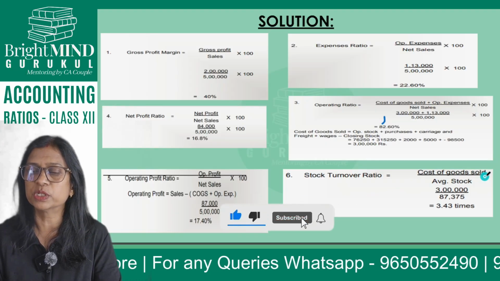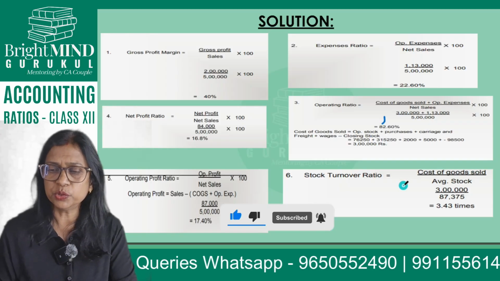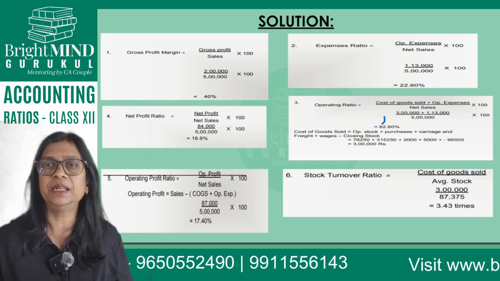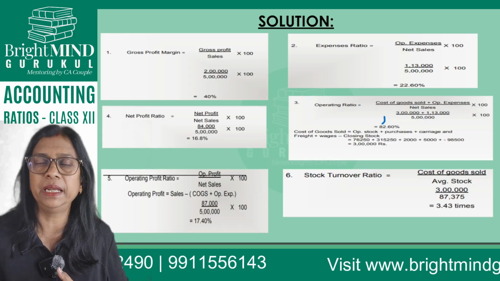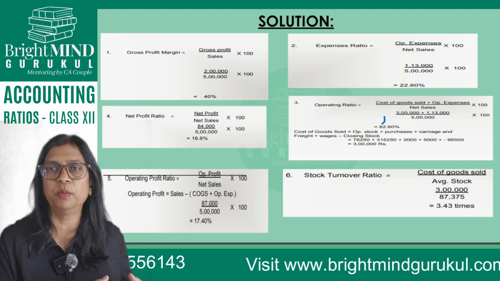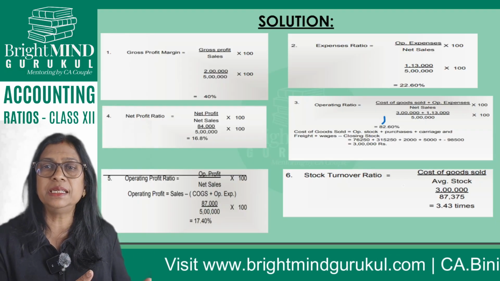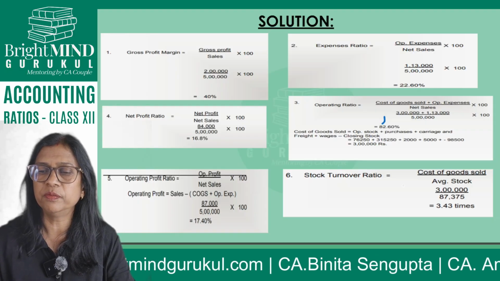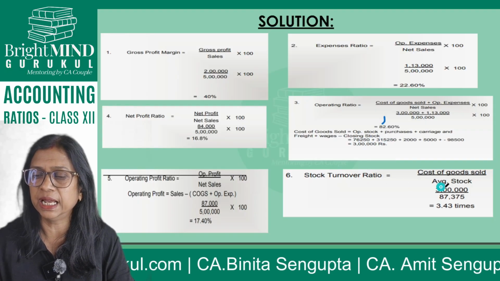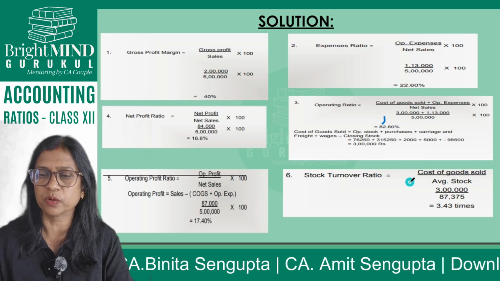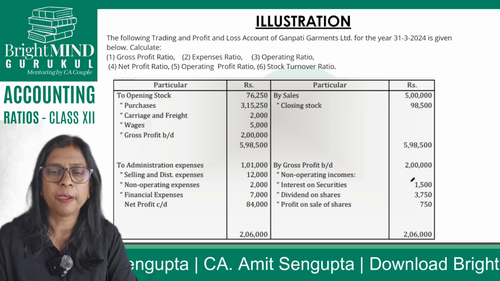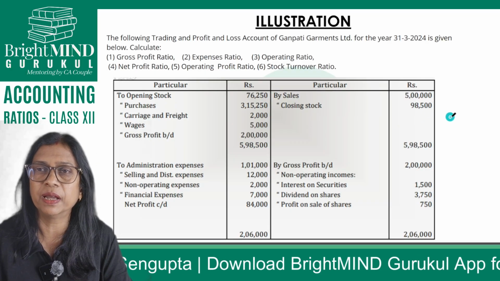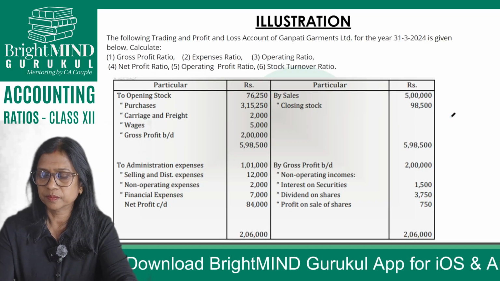This is cost of goods sold by average stock. You should refer to the formula. You should have the formula in front of you. You write it down. I think you should all maintain a formula copy where your formulas are written so that it's easily accessible. Okay, so stock turnover is cost of goods sold. We have already calculated cost of goods sold, 3 lakh, and average stock. Average stock is 76,250 plus 98,500 divided by 2. Okay.